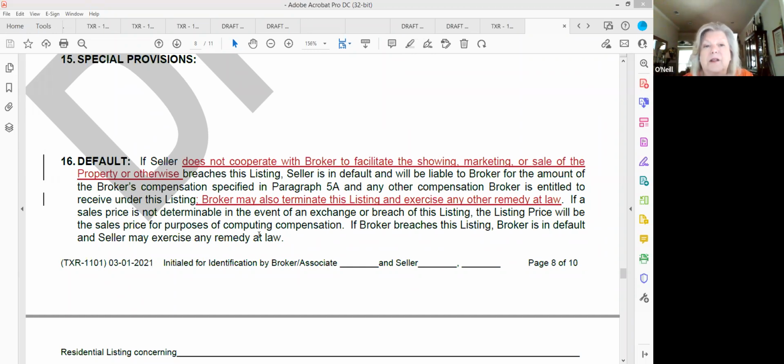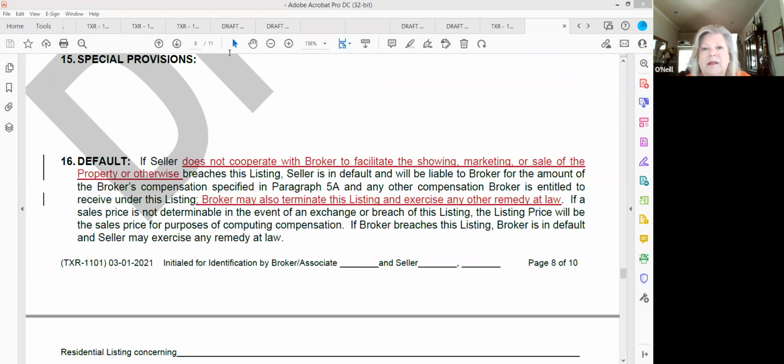And it says if seller does not cooperate with broker to facilitate the showing, marketing, or sale of the property or otherwise. So that does include when you have a seller that you've reached out to and they've gone silent, right? They can't be absent from you, just like you can't be absent from them because of your listing agreement. Somebody will always be in your stead as a listing agent. And then they added to balance because they gave the client this ability. The broker now may also terminate this listing and exercise any other remedy at law. This paragraph's clarity will help a great deal.